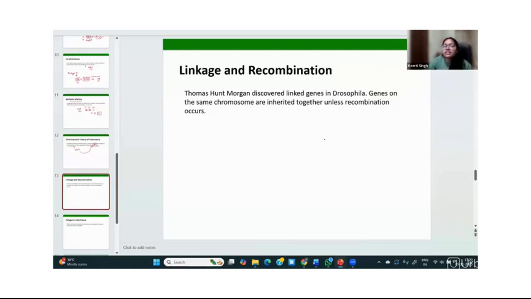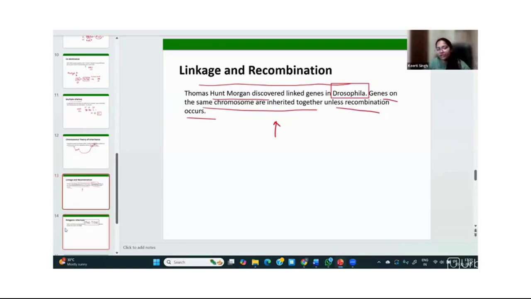There is another term known as linkage and recombination. This was discovered by a scientist named Thomas Hunt Morgan, who performed his experiments in Drosophila, right? He performed various experiments and concluded that genes on the same chromosome are inherited together unless recombination occurs. So this we will study. You don't have to worry. We will study what kind of genes he was talking about and what kind of characters he studied.